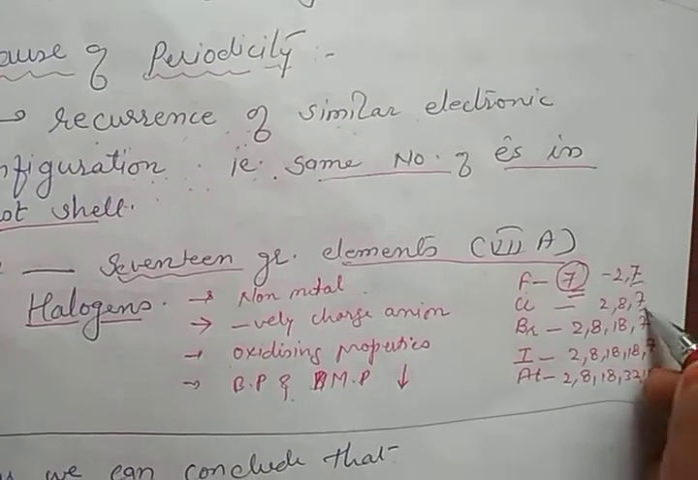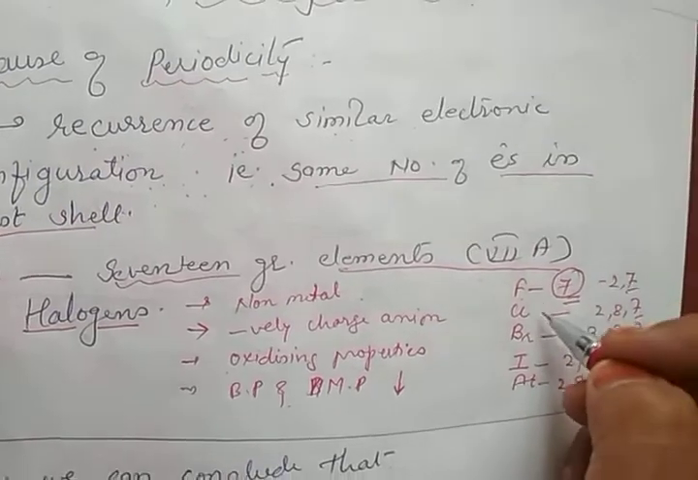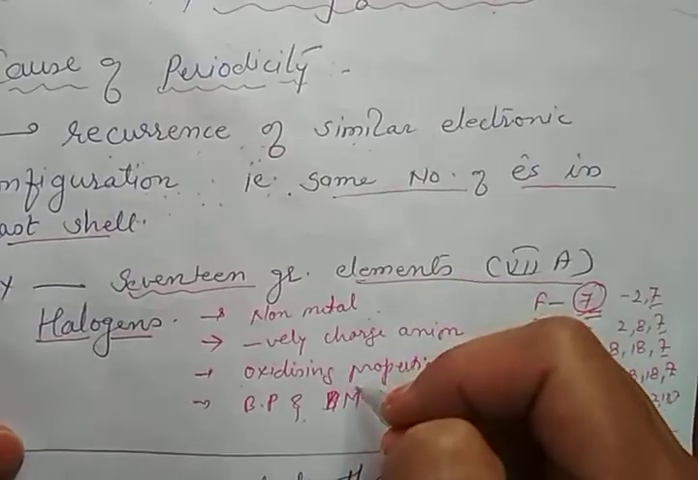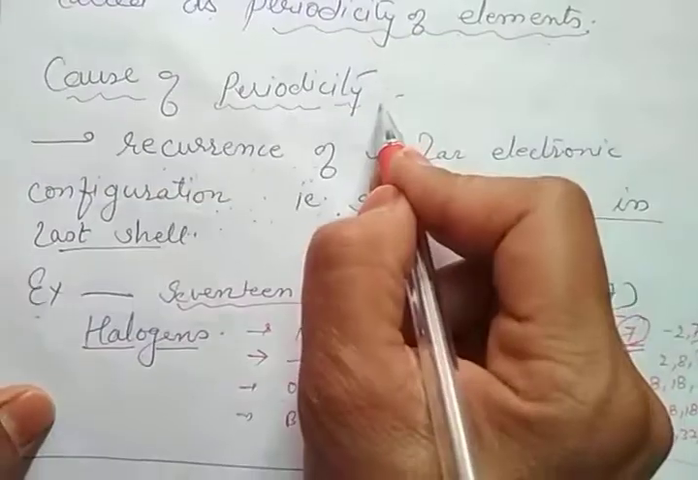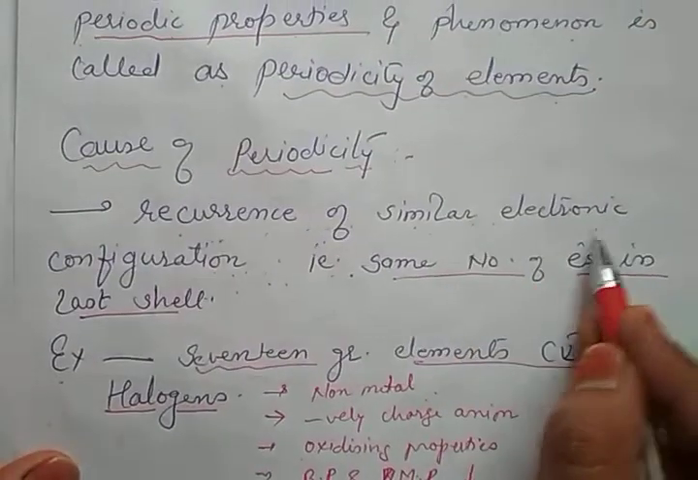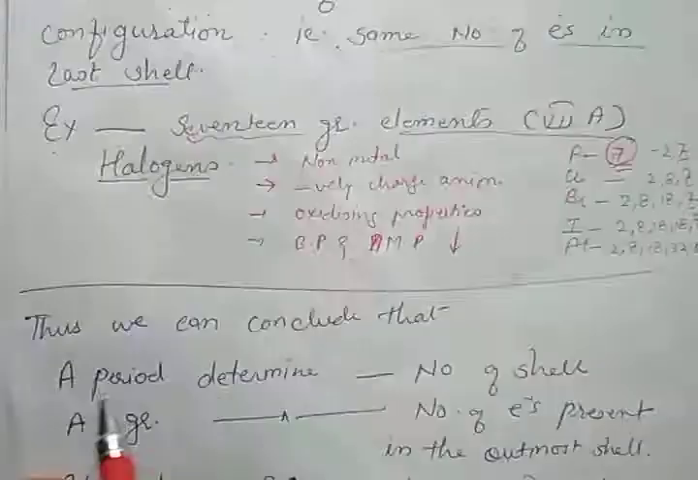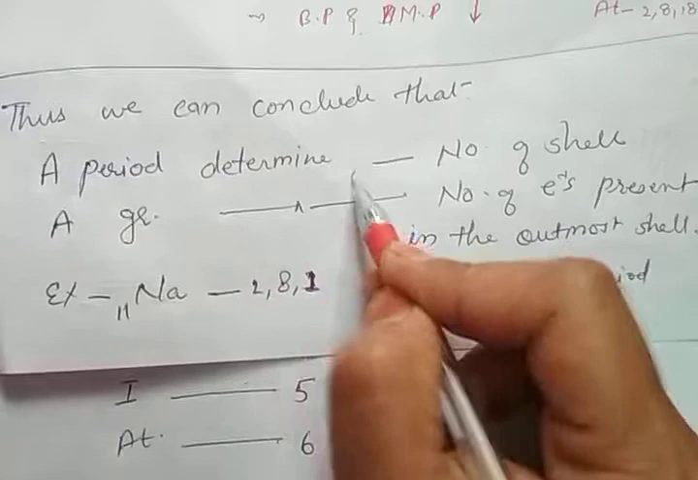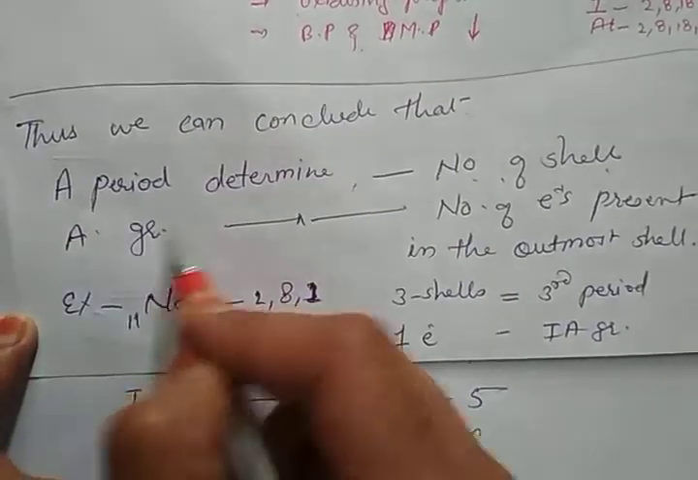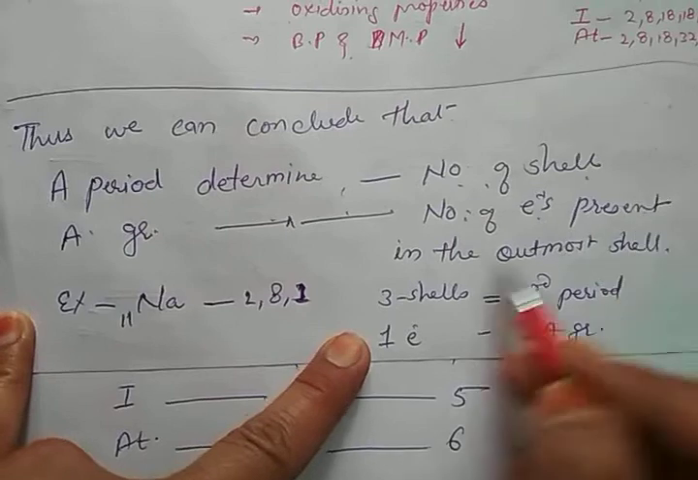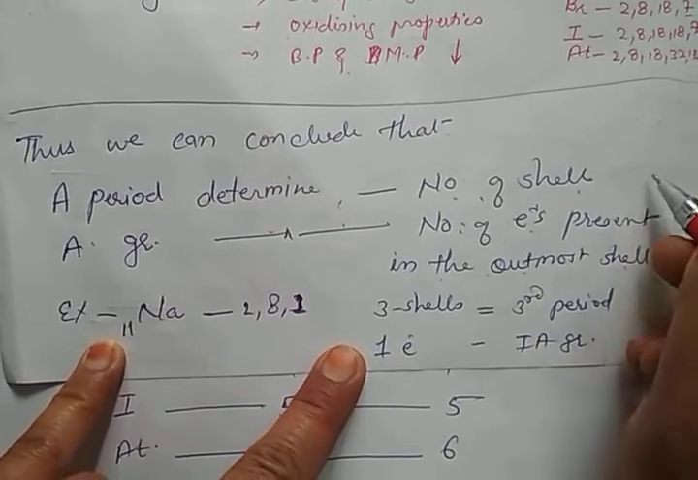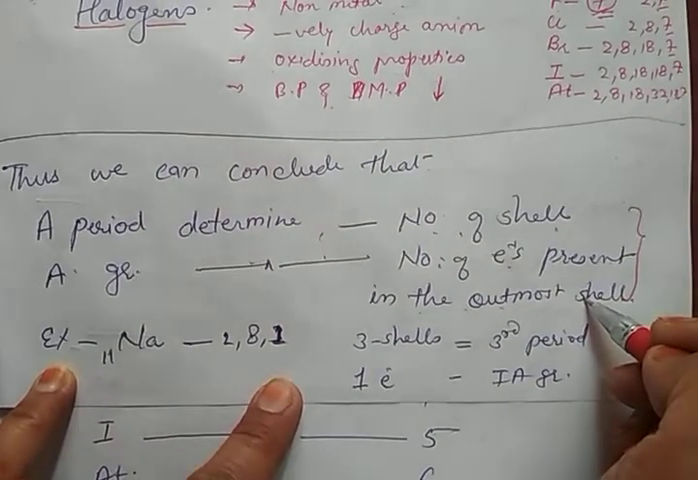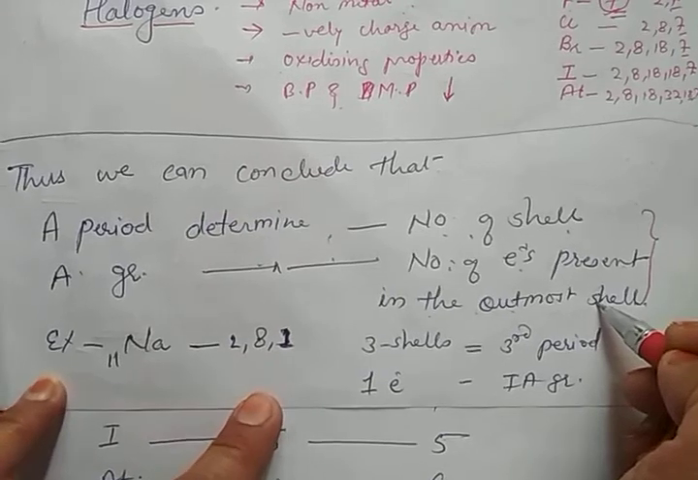As all these elements contain 7 electrons in their last shell, they have the same properties. So this is an example proving that the cause of periodicity is the recurrence of similar electronic configurations. Now, from all these, we can conclude that a period determines the number of shells, and a group determines the number of electrons present in the outermost shell. With the help of these two, the position of an element can be found in the periodic table.